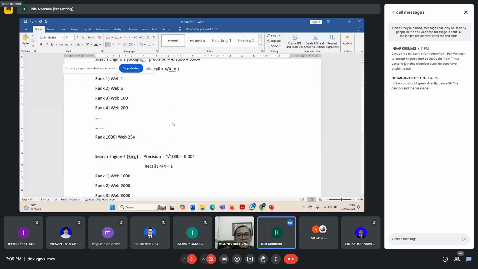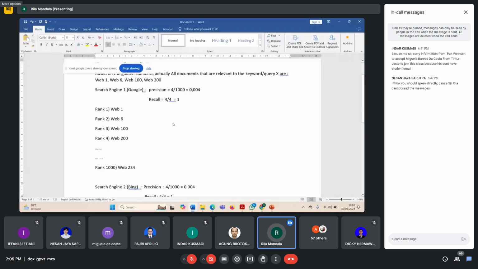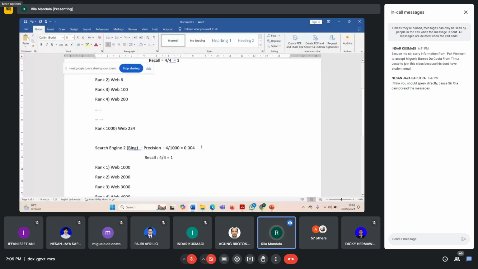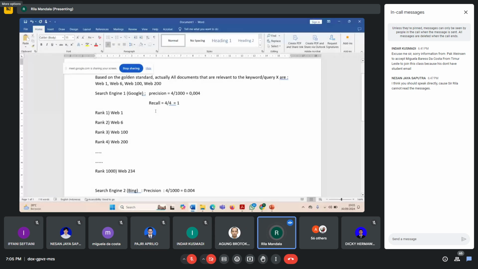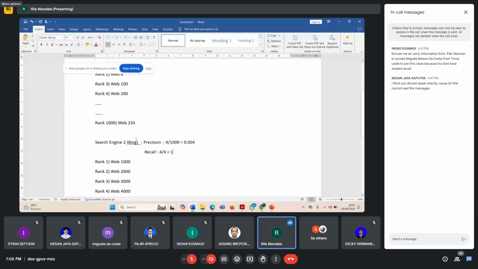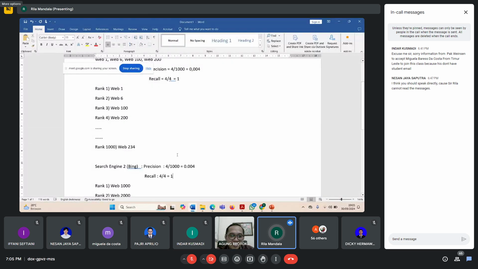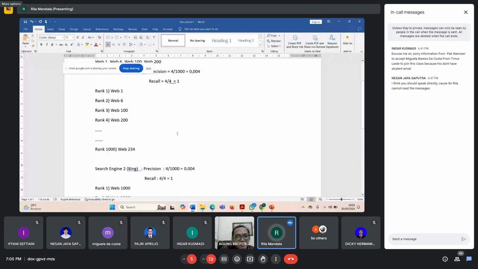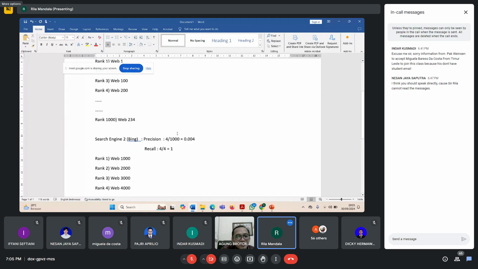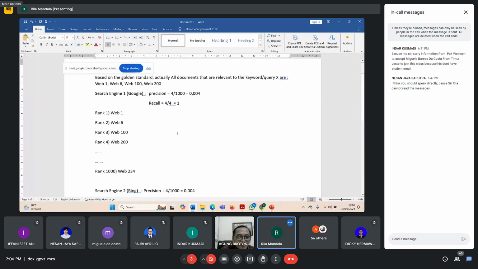Okay, so if we just measure using precision and recall, Google precision is 0.004, right? Bing precision is 0.004. The same. Recall for Google is 1, and for Bing recall is also 1. So based on this precision and recall, these two search engines have the same performance. Precision is 0.004 and recall is 1, both of them. But take a look at this.